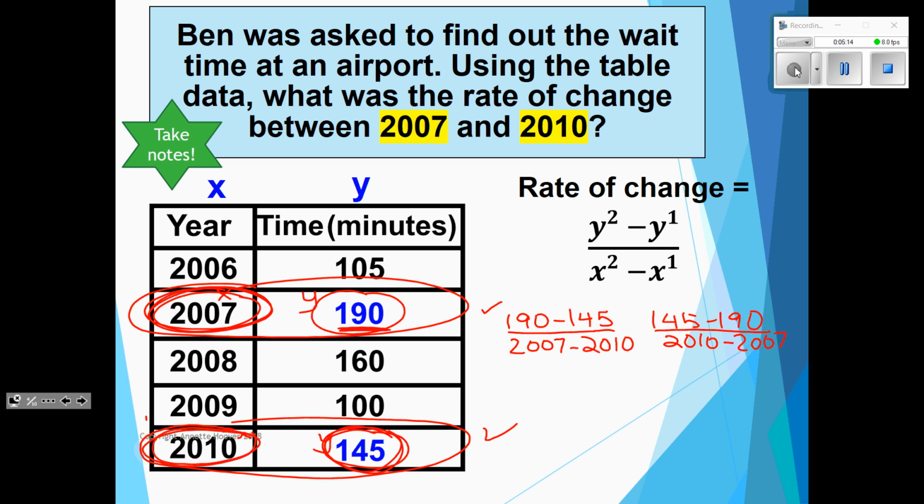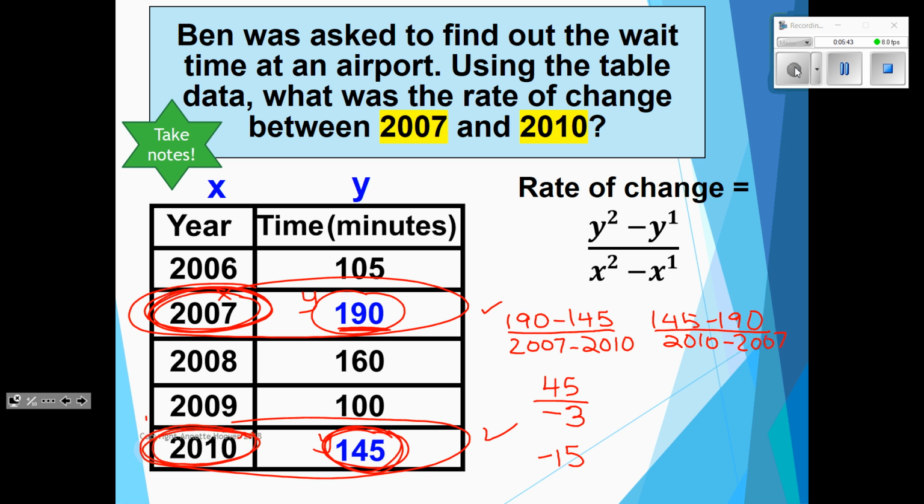In the first example, we have 190 minus 145. That would be 45. We have 2007 minus 2010, which is a negative 3. So we have 45 divided by negative 3, which is a negative 15. That means for every year it went down, the negative number says it went down 15 minutes. That's good for an airport because their wait times are getting less.